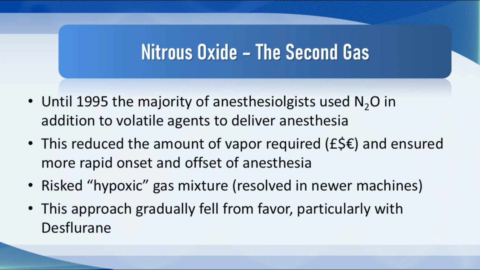But it also smoothens out anesthesia, leads to more rapid onset and offset of anesthesia because it is a highly insoluble drug. Now, there was a problem with nitrous oxide, and that was the possibility that people would forget to turn on the oxygen because it was given as a gas with a flow meter and they could give a hypoxic mixture. But that was resolved decades and decades ago by linking the two systems in newer machines.